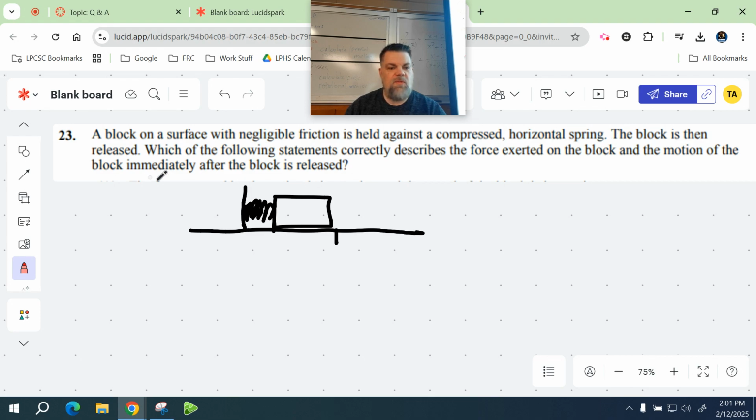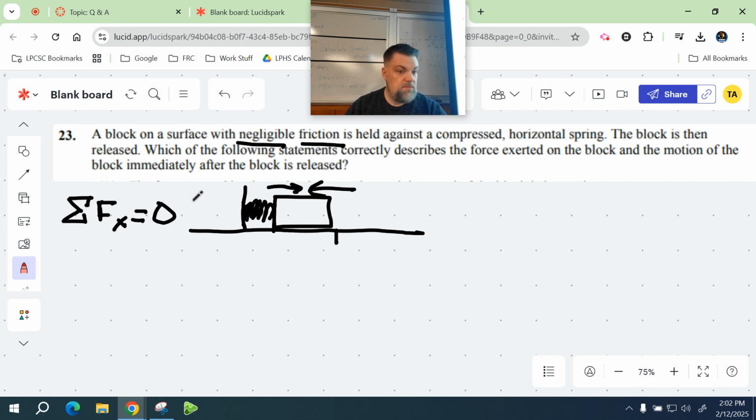It says the block is then released. What's going to happen when we release that block? And it says negligible friction. You know what that means? This is like ice. We ignore the friction. So there's a couple of things. The spring is pushing this way, and there's a force that's being applied that's going that way. If the block isn't moving at that moment in time, the sum of the forces in the x direction equals 0. Okay? And because there's negligible friction, we can ignore gravity, we can ignore the normal force, we can ignore friction.